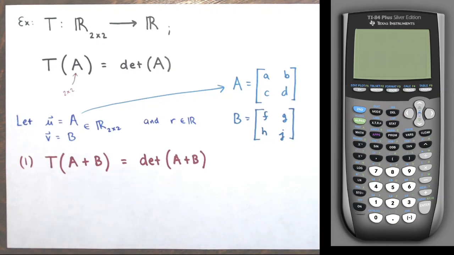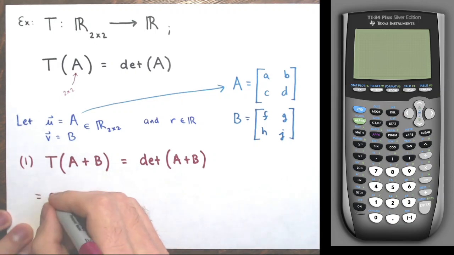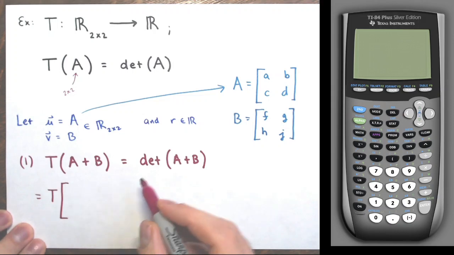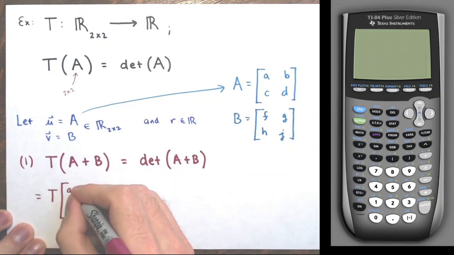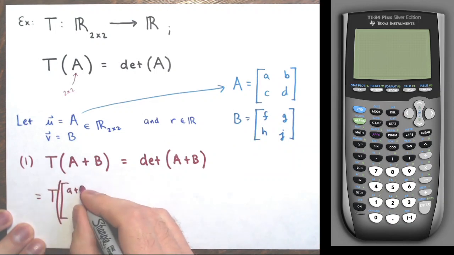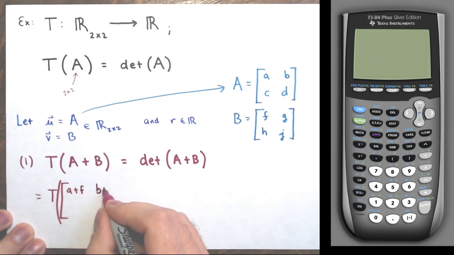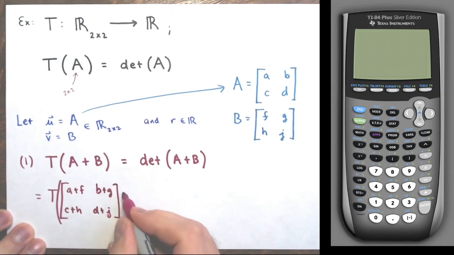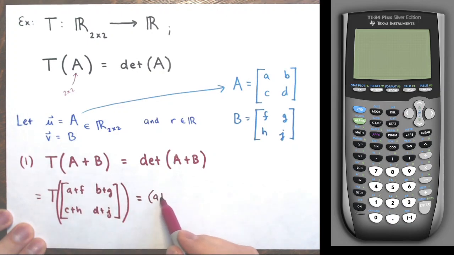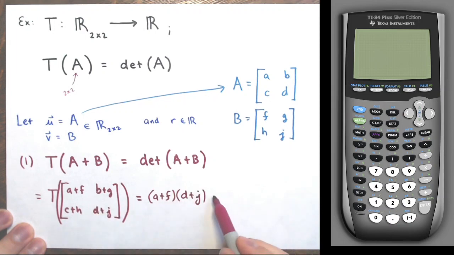Well, what is A plus B? I'm doing matrix addition here. So the 2 by 2 matrix would be, technically I should have parentheses here, T of, and then a plus f for the first row, first column, b plus g, c plus h, and d plus j. There's A plus B, and then what's the determinant of a 2 by 2 matrix? Very simply, remember the crosses. This would be a plus f multiplied by d plus j, then minus b plus g times c plus h.